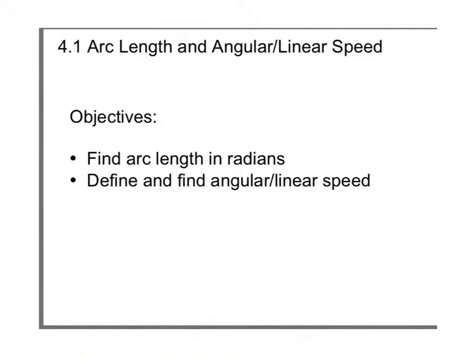Okay, this is still Chapter 4, Section 1. This is on arc length and linear and angular speed. These are some of the objectives that we're going to be doing here. This is a concept that uses what we've been learning in trigonometry. It uses circular functions, which of course is what we're dealing with in trig, but it's also dealing with some real-life application, and so we want to talk about that.